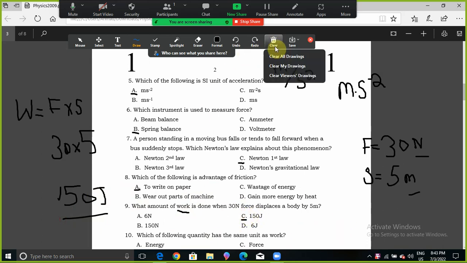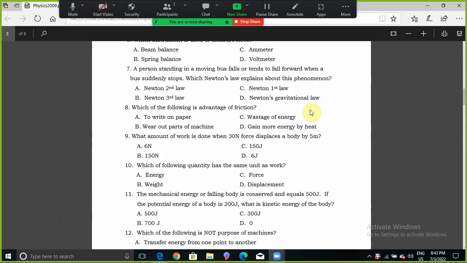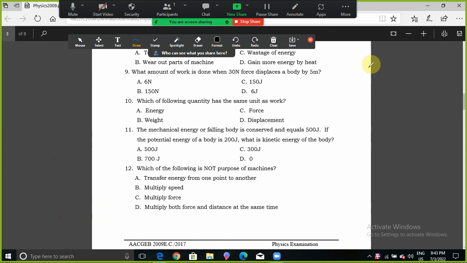Okay, now let's go for question number 10. Question number 10 says, which of the following quantities has the same unit as work? The same unit as work is energy, right? Because the unit of work is joule, and the unit of energy is also joule. But force is Newton, displacement is meter, and weight is kilogram. So energy is the best answer.